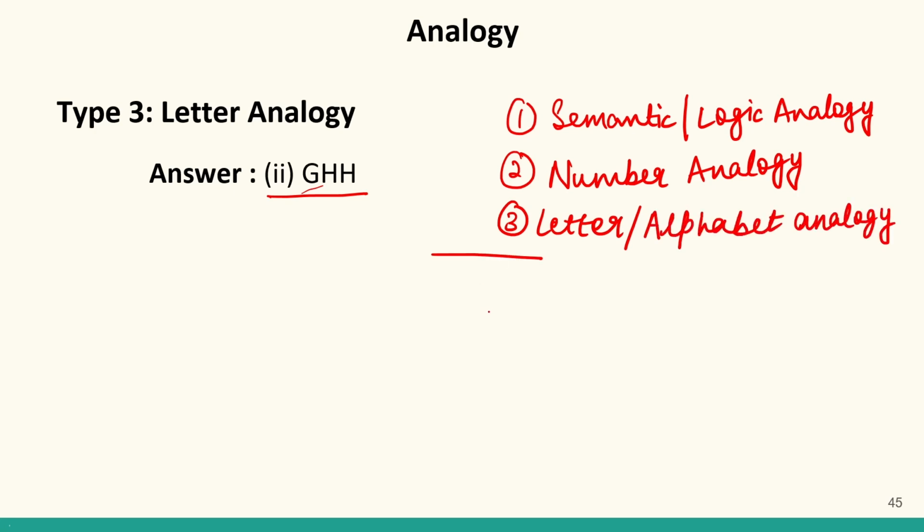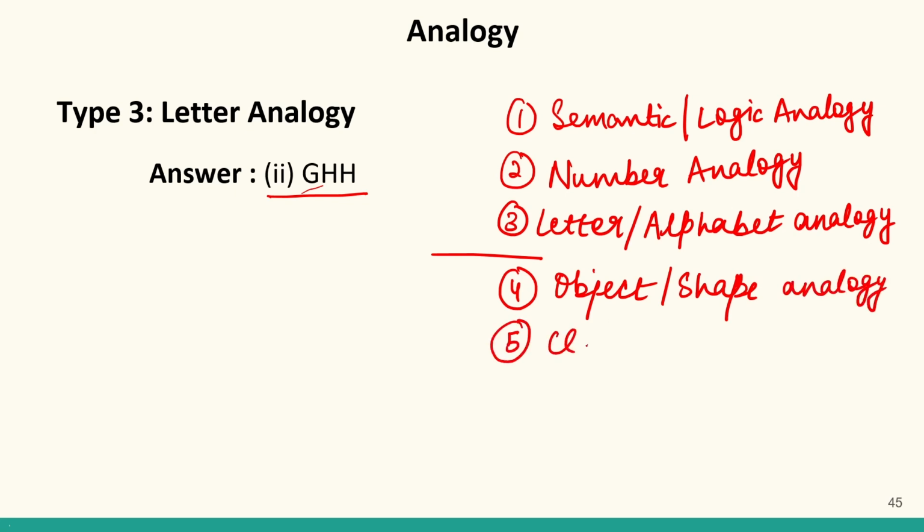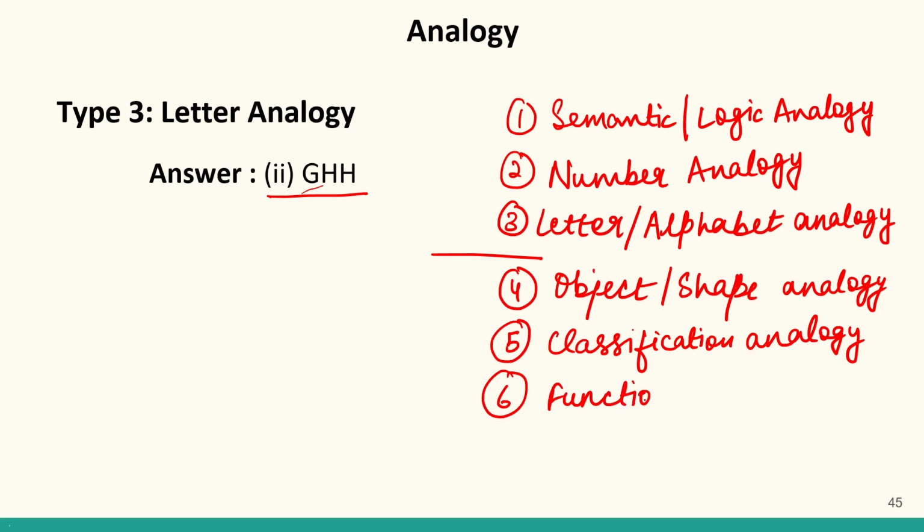In the next class, we'll study the remaining 3 types. That is, the next type is object or shape analogy. This we'll discuss in detail. Then classification or group, if you want to call it, or category analogy. This we will discuss in detail. And we'll discuss function analogy as well. So all the remaining three types will be discussed in the next lecture. So this concludes this lecture.